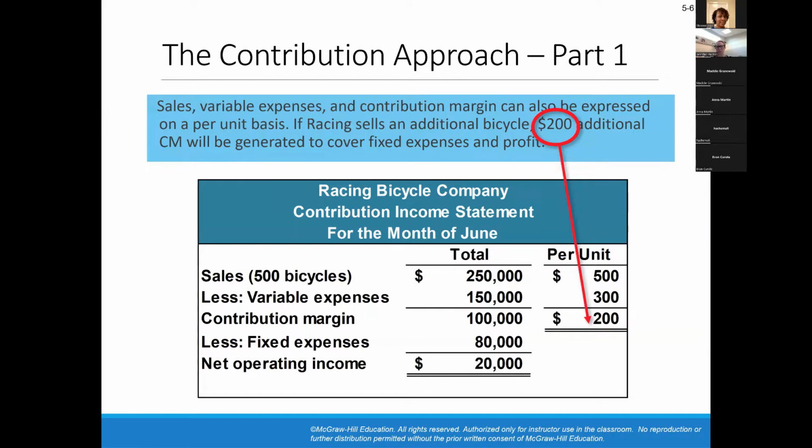per unit that's here. And then we have variable, and we can do the same thing. We can take that 150,000 and divide it by that 500 to come up with 300. We deduct it and get 200, which is our contribution margin per unit. So we know each time we sell a unit, we're going to make $200.